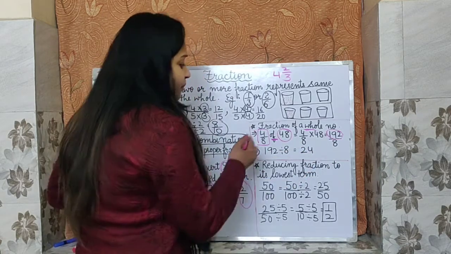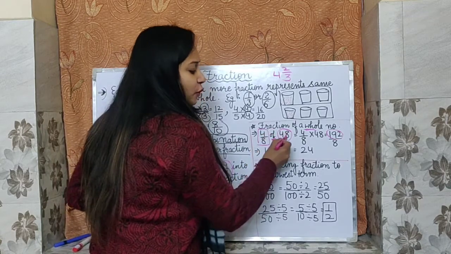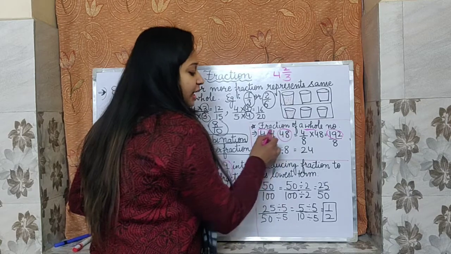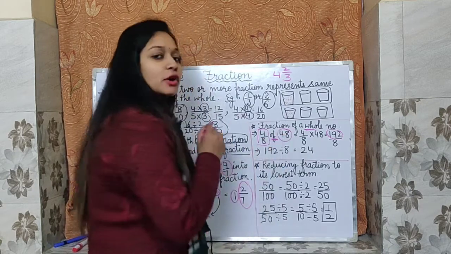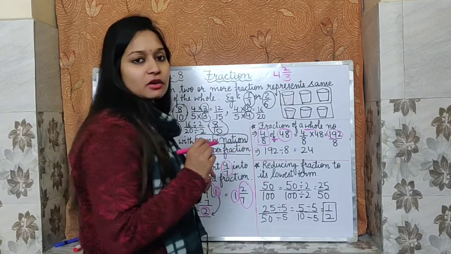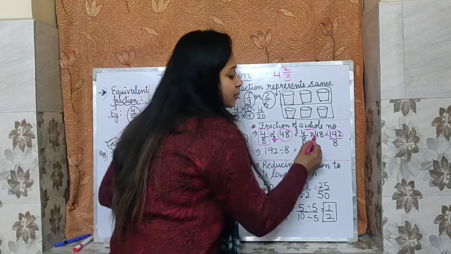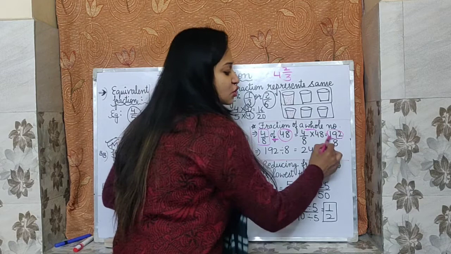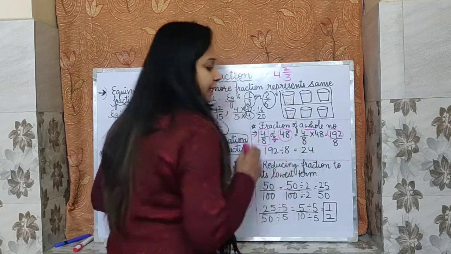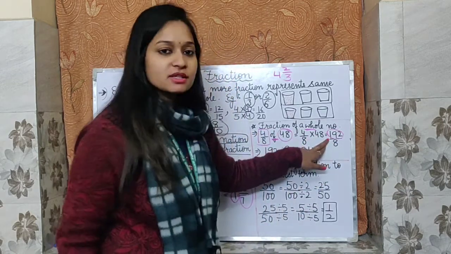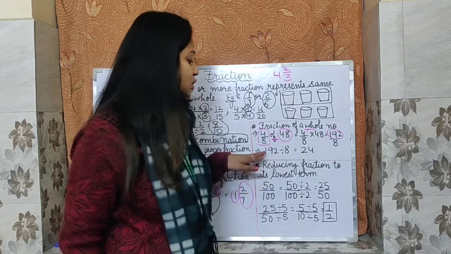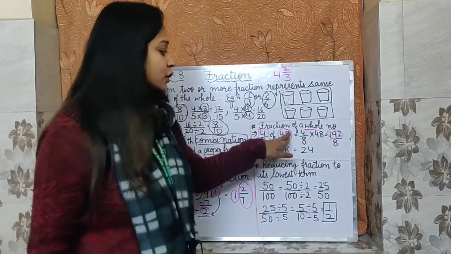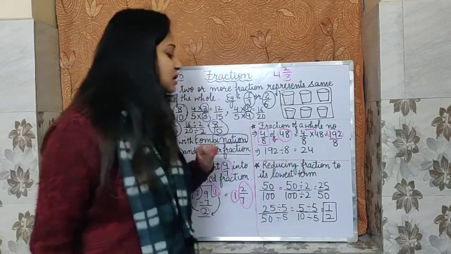Let's see once more. 4 by 8 of 48 means, of means here multiply. I want to find 4 by 8 किसका निकालना है? 48 नंबर का 4 by 8 फ्रैक्शन मुझे निकालना है. So I will put multiply. Then I will multiply the upper two numbers, which comes 192 upon 8. And when I divide these two numbers by the fraction line, I will get 24. So 4 by 8 of 48 is 24. So this is one topic.